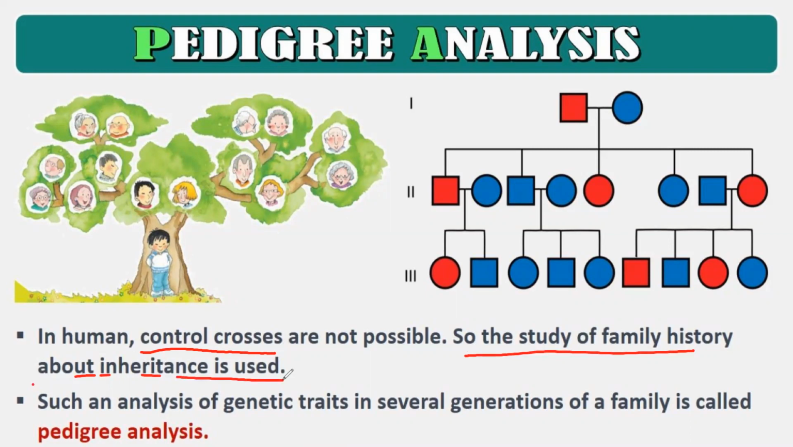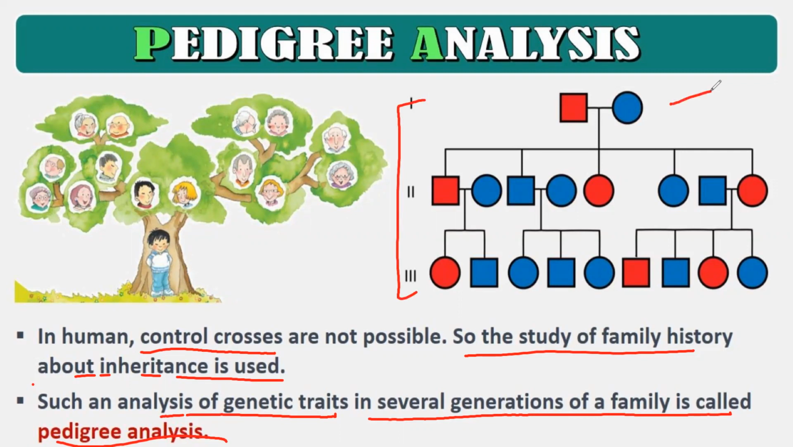So family history has been used in case of disease or any kind of disorders that are linked with the chromosomes. Such analysis of genetic traits in several generations of a family is known as pedigree analysis. Here the example is given. This is the first generation, this shows the second generation, and this shows the third generation.